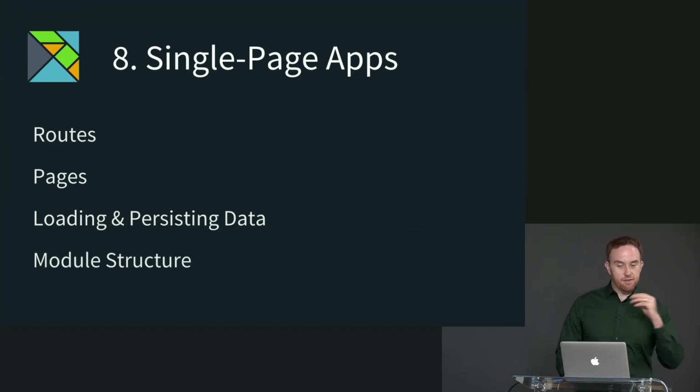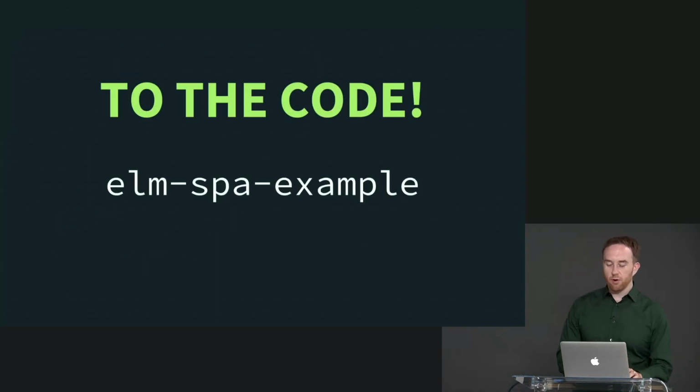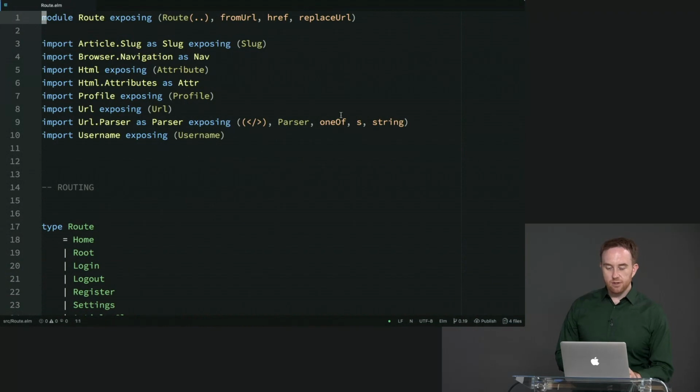Okay, this is the third of three sections, by process of elimination, in which we're immediately going to go to the code and poke around in it. All right, let's take a look. So we're going to start with talking about routes.